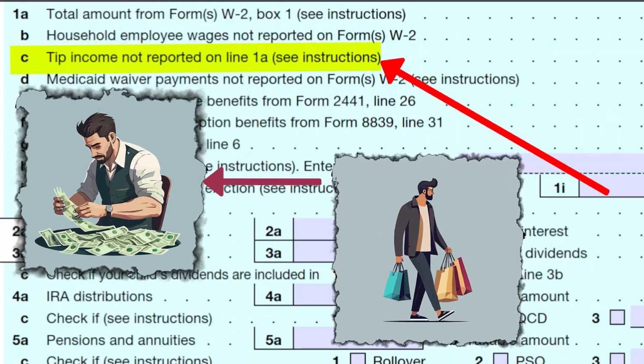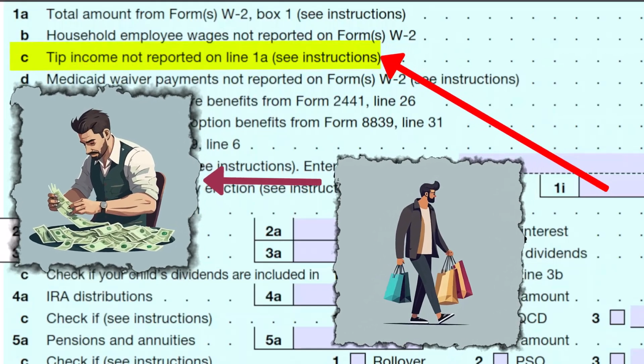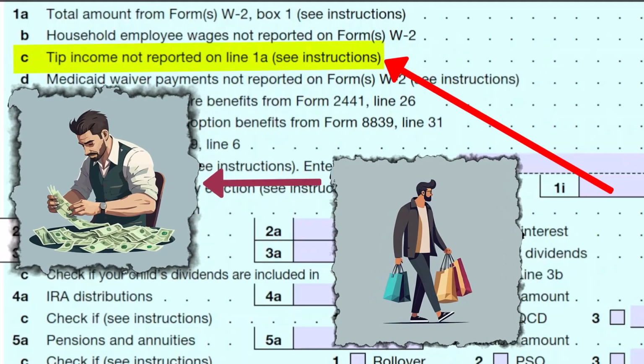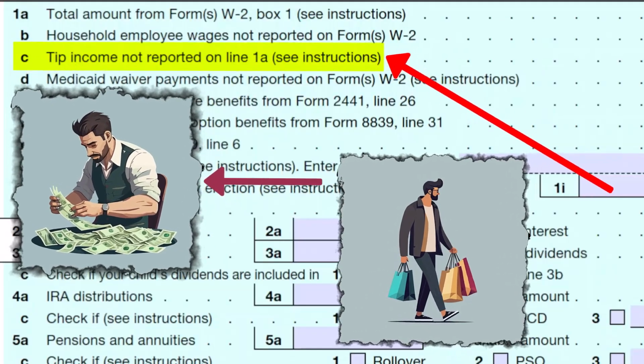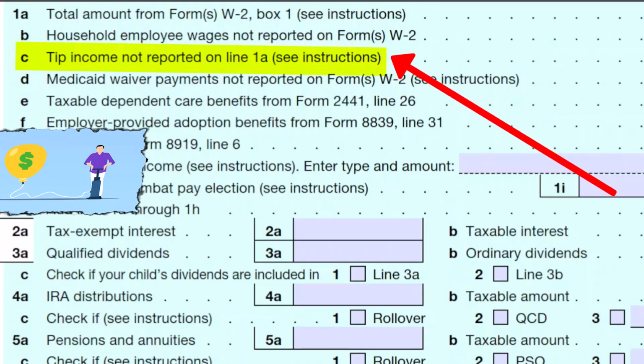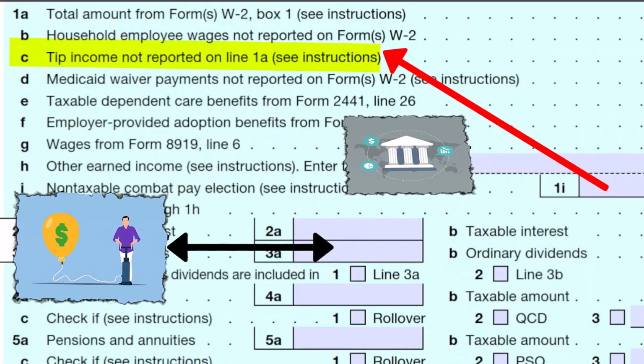It is important to remember that all tips are taxable income, regardless of whether they appear on your W-2. By including these amounts here, you ensure your total earnings are fully disclosed to the government. This prevents discrepancies between your reported income and your actual bank deposits.